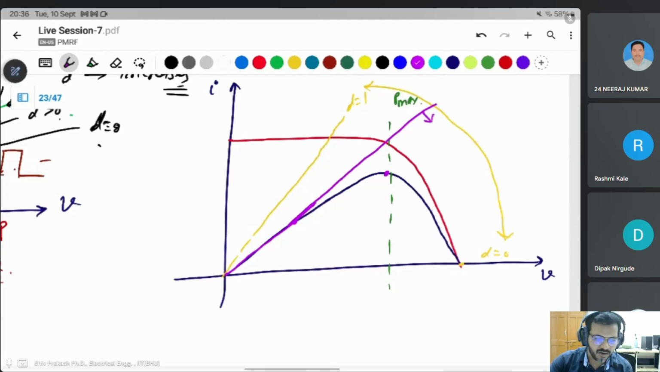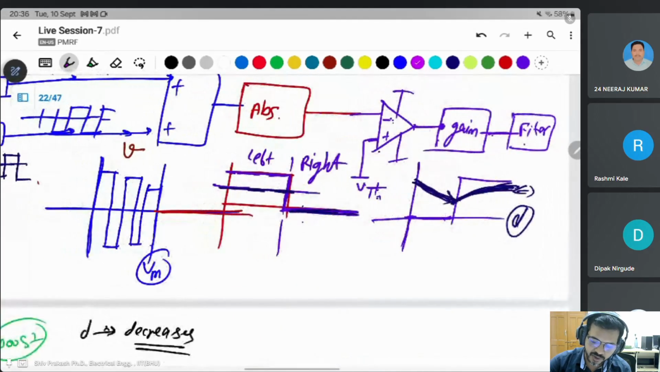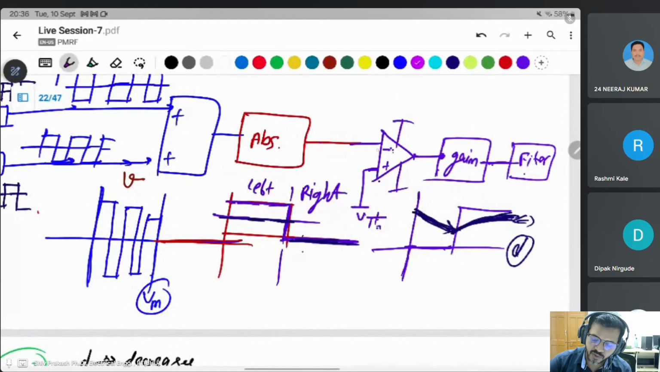I think it's the same thing for all these converters, the same phenomenon. If you are on the left side, then you have to decrease the duty cycle. If you are on the right side, then you have to increase the duty cycle to track the maximum point. This will be possible when the absolute value goes to the negative point. If you give it to the positive point, then what happens? The duty cycle will be increasing if your power is decreasing. That's why.